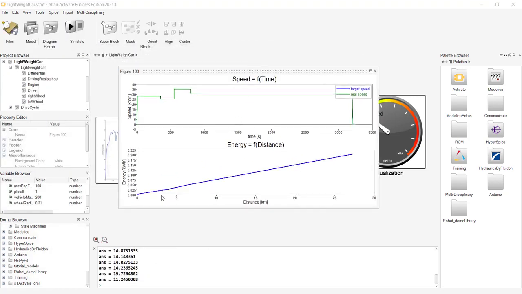and it output my results here. And the results that I'm mapping, for one, this is the drive cycle on the top, so the speed versus time, and then the energy consumption in kilowatt hours across the distance traveled. So let's take a look inside this model and see how it's modeled.